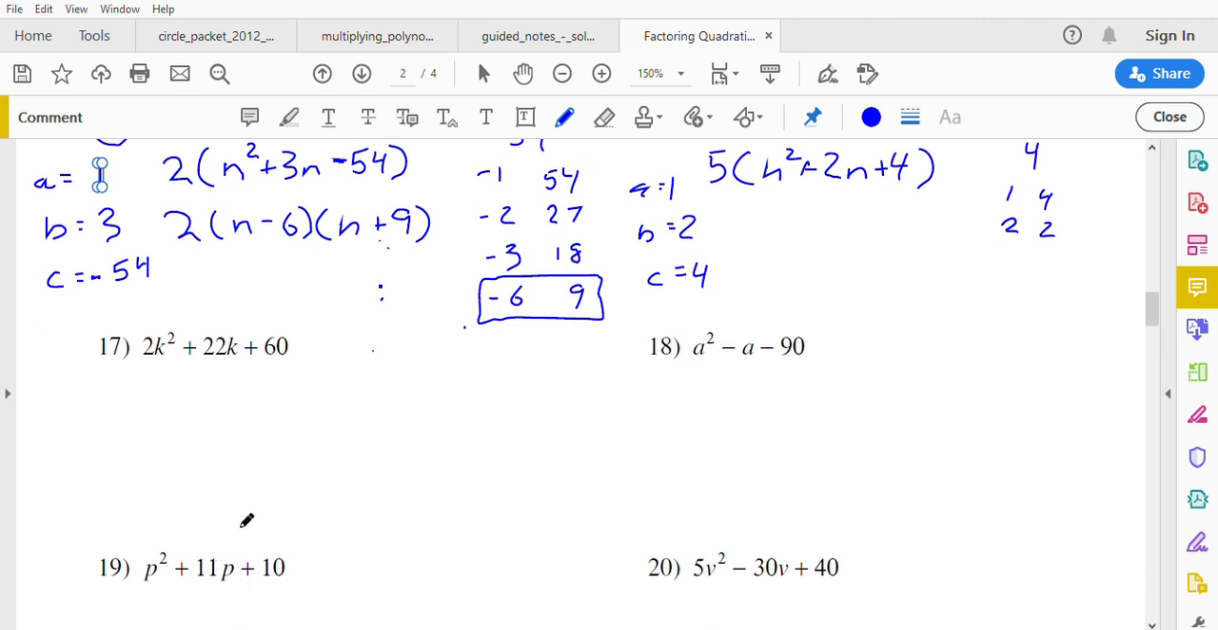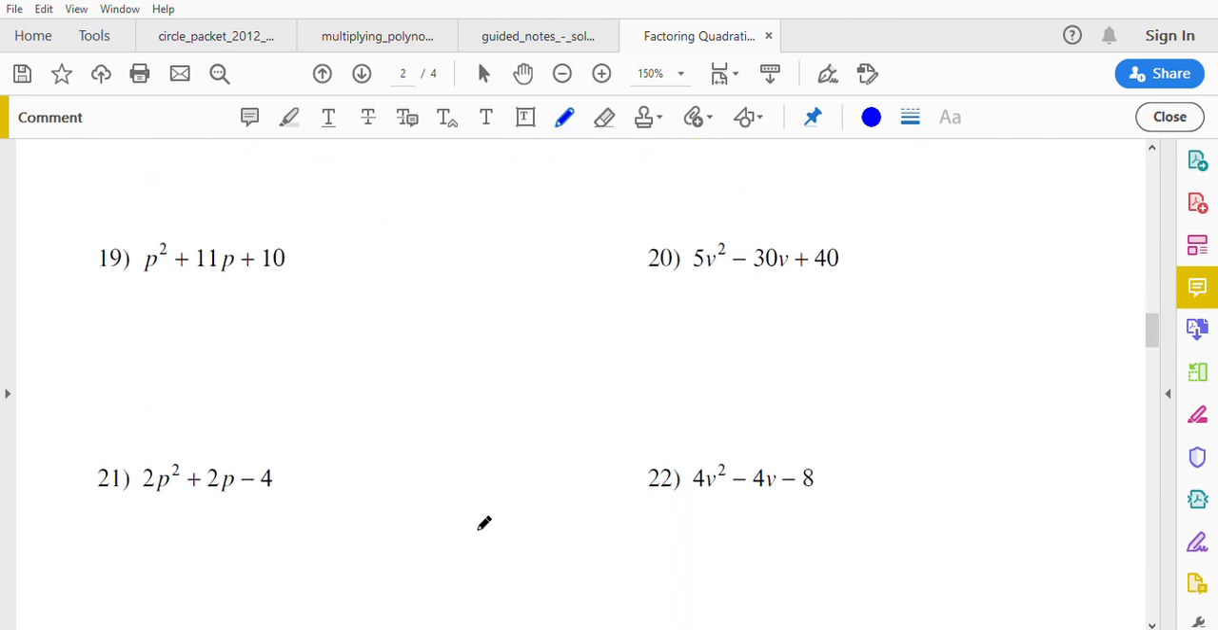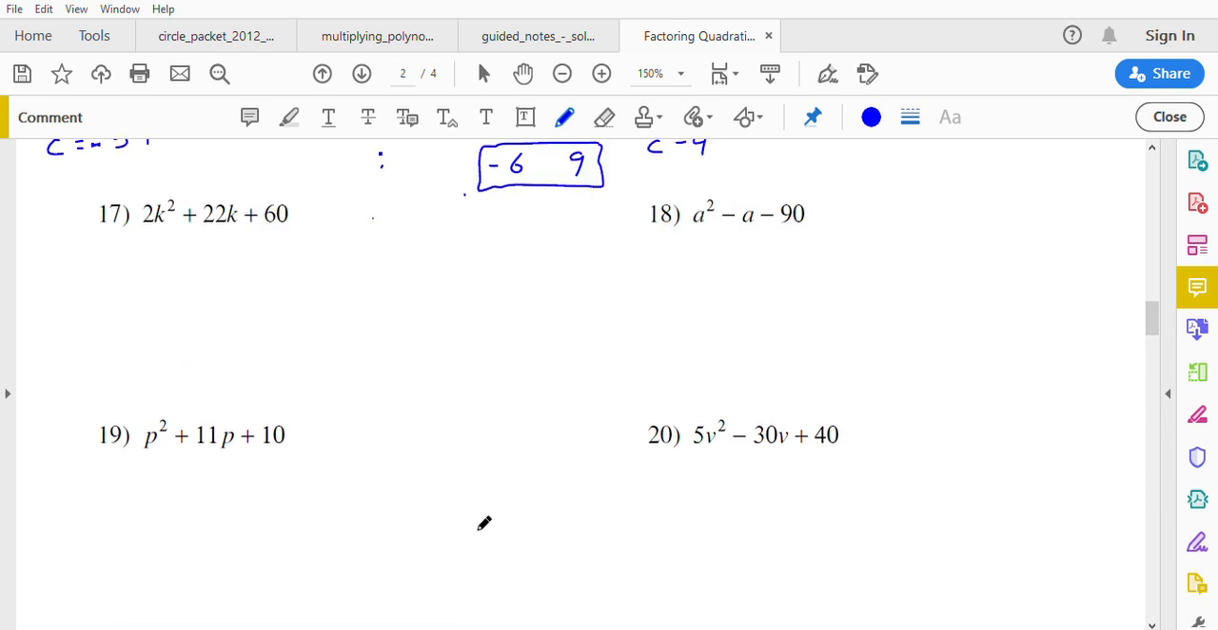So continuing down, we'll do 17, we'll do 20, 21, and 22, I think, and we'll call it a day. So for 17, again, does A equal 1? No. But are these two numbers divisible by 2? Yeah, they're both even numbers, right? So first thing we do is we're going to factor out a 2. And what do I have left? Well, 2 divided by 2 is 1. 22 divided by 2 is going to be 11. And 60 divided by 2 is going to be 30. Sorry, guys. So now we've got a new thing.